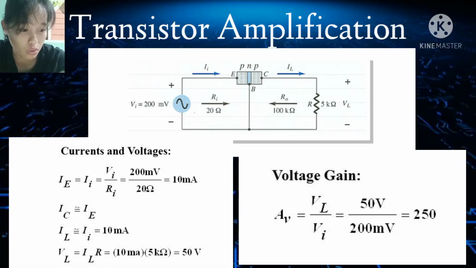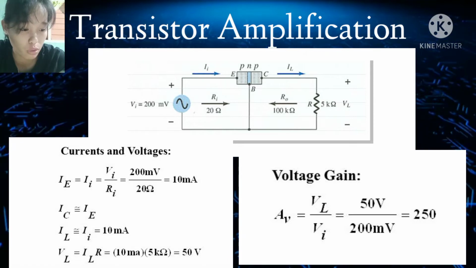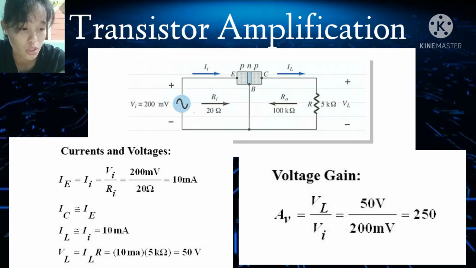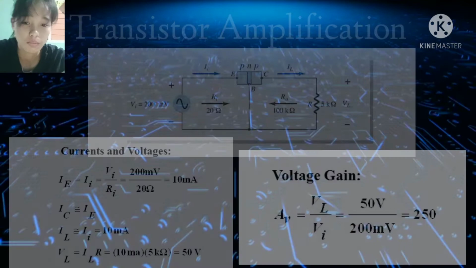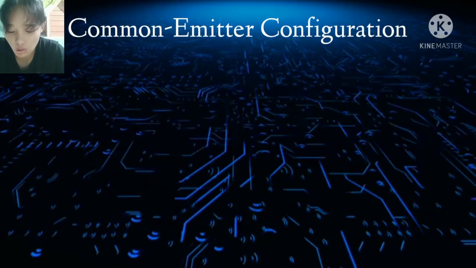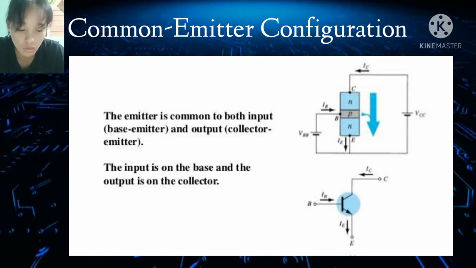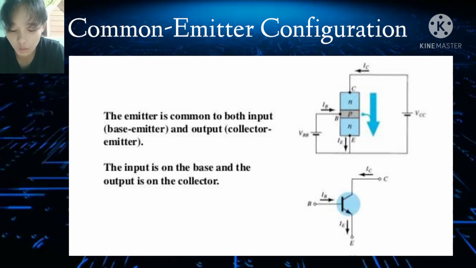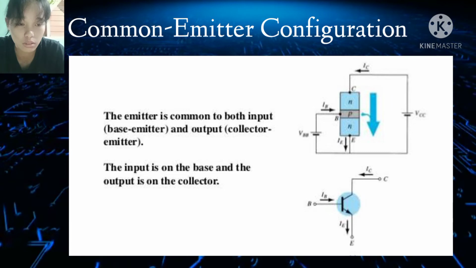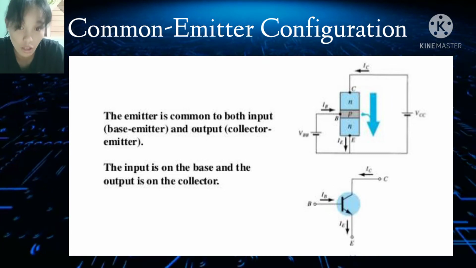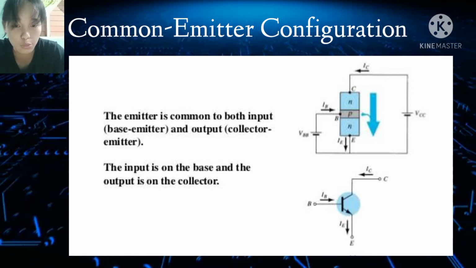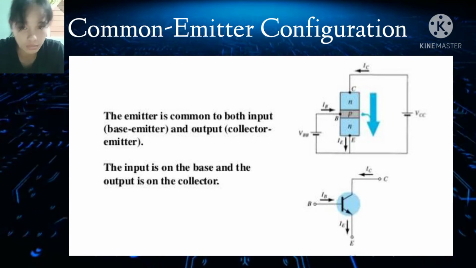So this is equal to 50 volts divided by 200 millivolts, which is equal to 250. Common emitter configuration. Here the emitter is common to both the input, or the base-emitter junction, and the output, or the collector-emitter junction. So this means that our input is on the base and our output is on the collector.